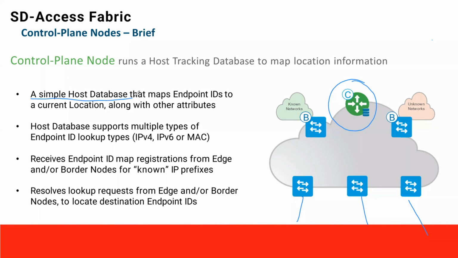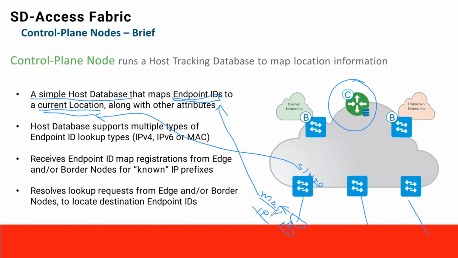So it's a simple host database that maps endpoint IDs. The endpoints are identified on the basis of endpoint IDs to a current location, along with other attributes. Now, what is the location for this endpoint? The MAC or the IP would be its endpoint ID, and this switch IP would be the current location of this specific endpoint connected.